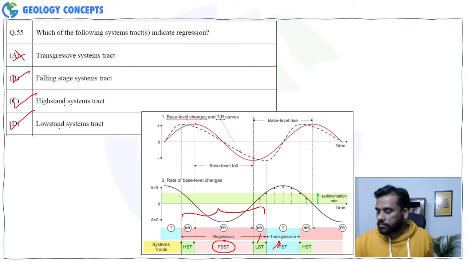This diagram is very important. It's also very informative in terms of how the sea level will change and what deposits will come.